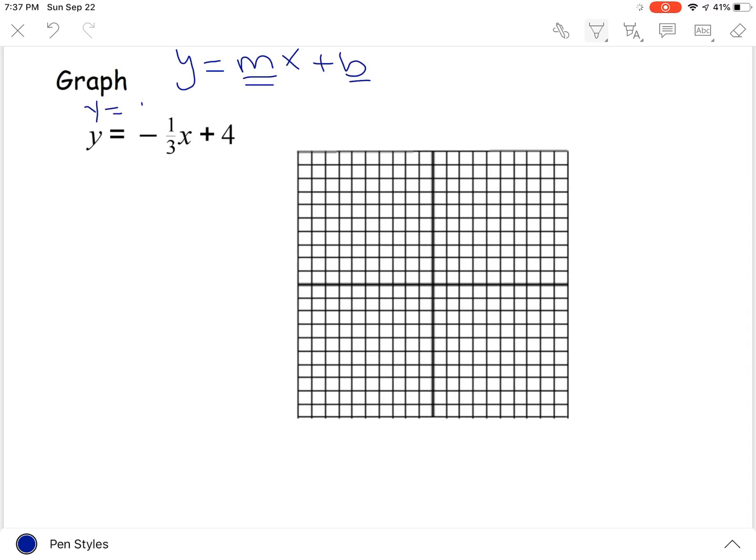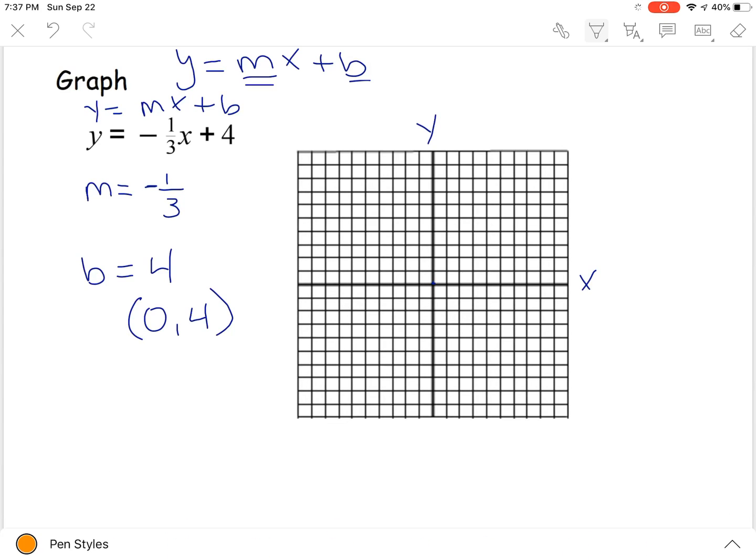So y equals mx plus b. Well, based on this equation, our slope is negative 1/3 and our b value, our y-intercept, is 4. Well, this tells us that a point on this line is the point 0, 4. That's our y-intercept. So let's go ahead and find that. Here's 0 right here in the center, and then here's my y-axis, here's my x-axis. We are going to go up 4. 1, 2, 3, 4. Here's our point 0, 4.